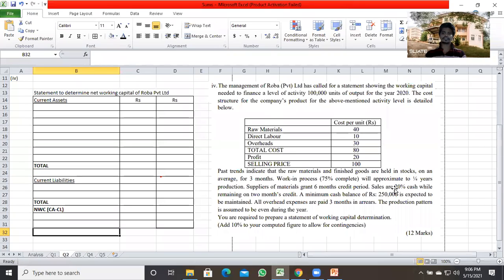Sales are 20% cash, while remaining on 2 months credit. Sales are 20% cash while remaining on 2 months credit. That means the other 80% is on credit basis for 2 months.